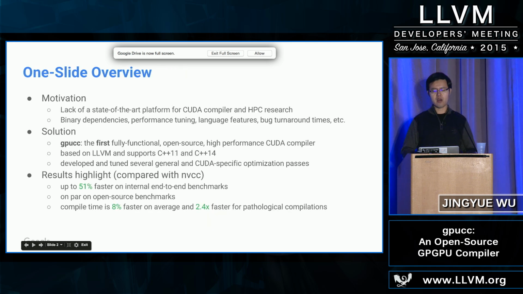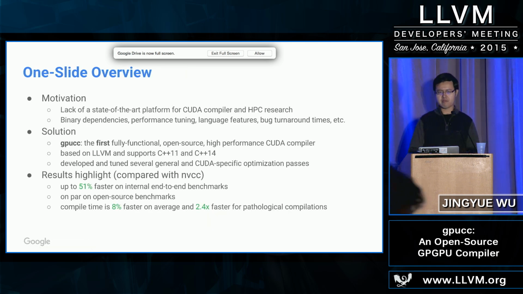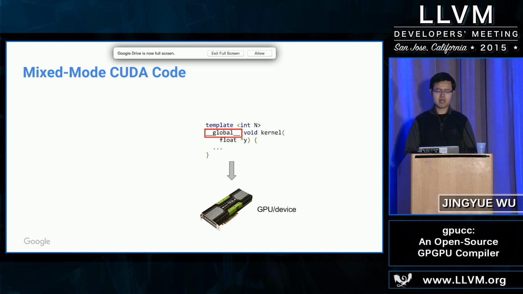So in the remainder of the talk, I'm going to talk about the architecture of gpucc, and then the optimizations, which are the focus of this talk, and finally some evaluation results on the runtime performance and compilation time.